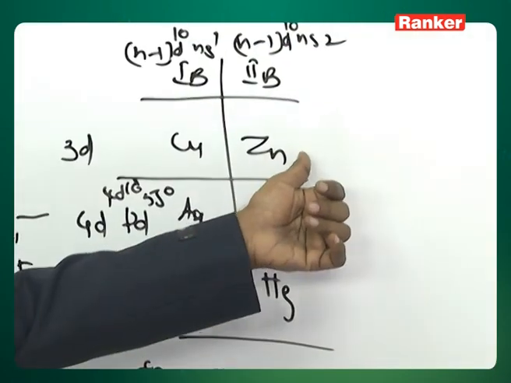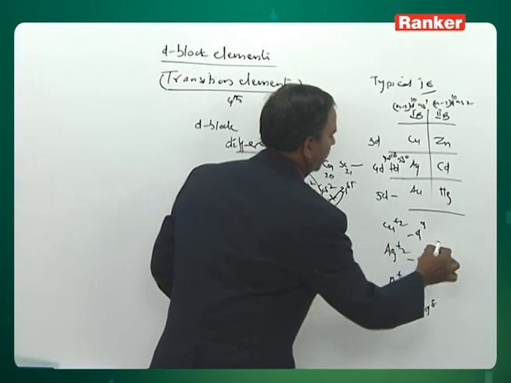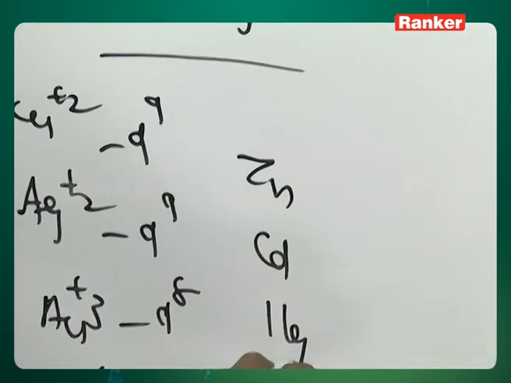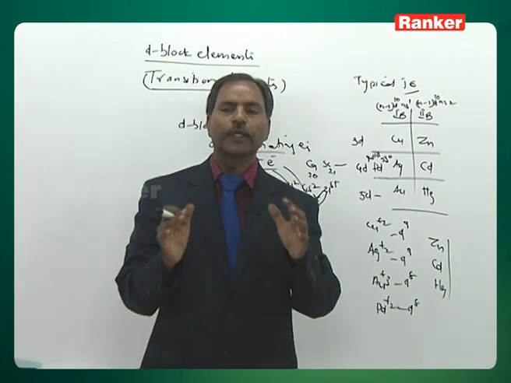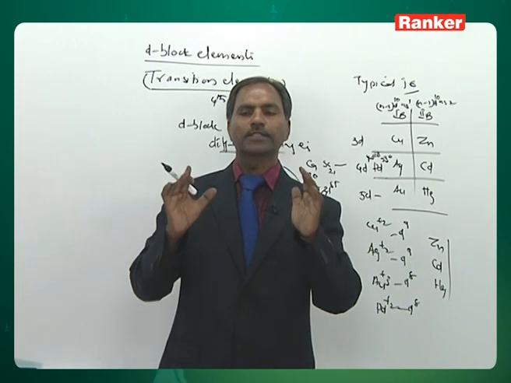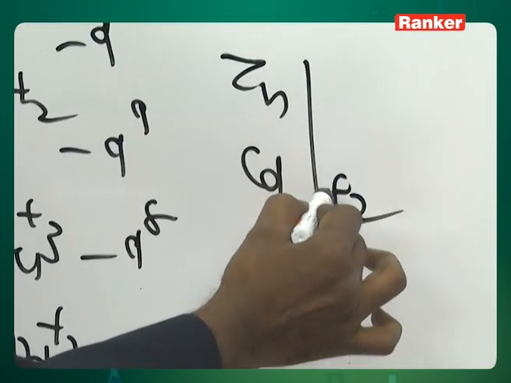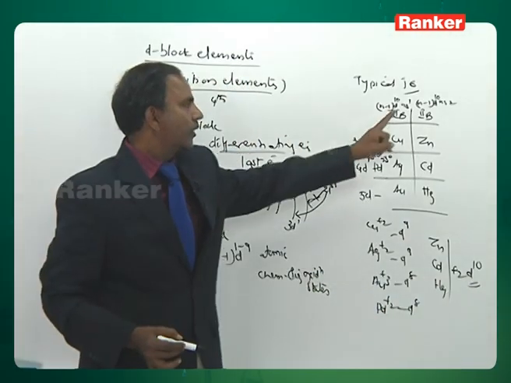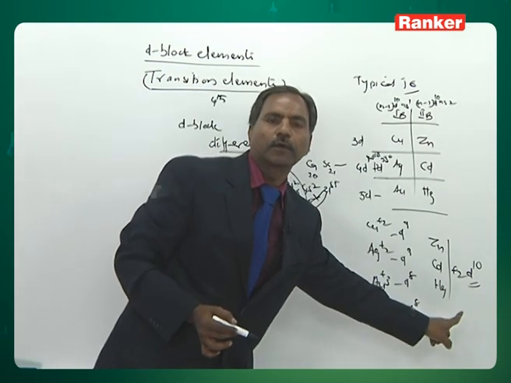In the case of zinc, cadmium and Hg, consider their significant oxidation states. Zinc, cadmium and Hg are second B group elements, and their common oxidation state is plus 2. In their plus 2 oxidation state, they still carry only d10. In their atomic state, d10. In their significant oxidation state also, d10.